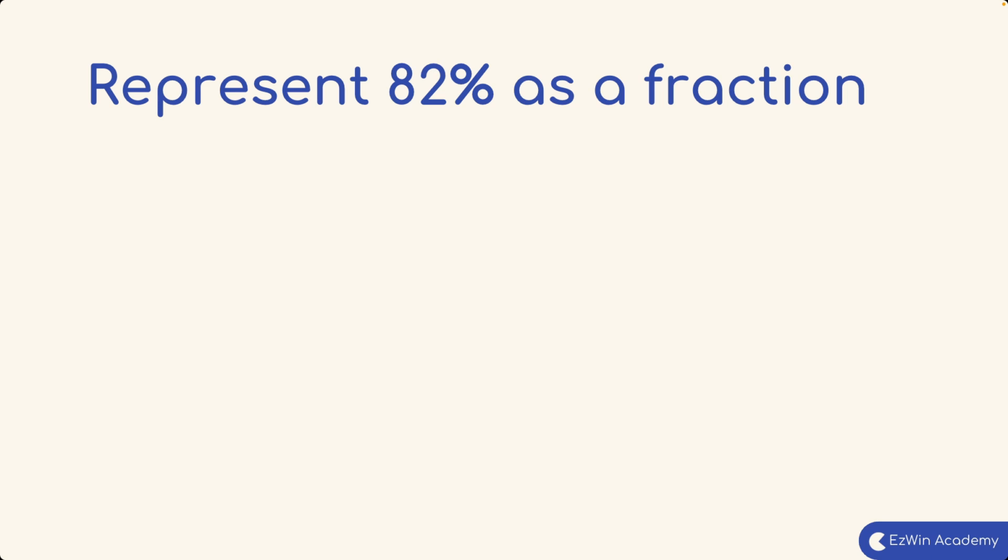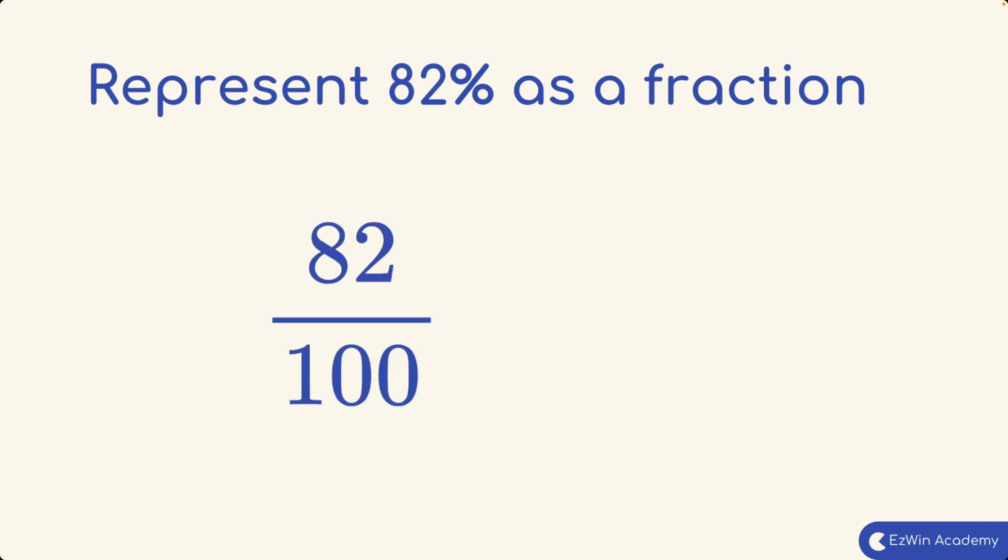Let's do a simple exercise. Represent 82% as a fraction and simplify it as much as possible. You can pause this video and try to do your workings, and once you're done, you can unpause this video. All right. If you say 82 out of 100 for 82%, you are right. You also need to simplify this as much as possible. For 82 out of 100, we can divide these two numbers by 2. That means it will be equal to 41 out of 50.